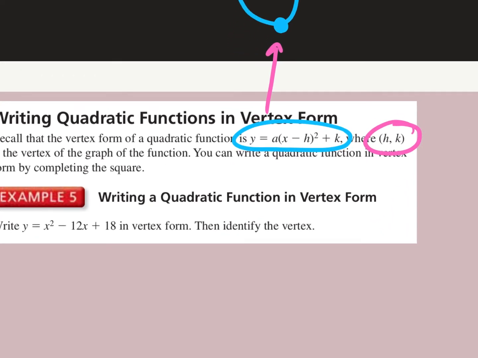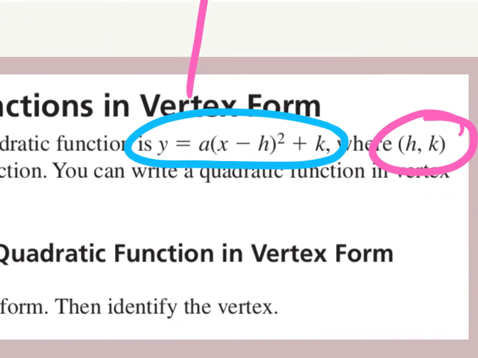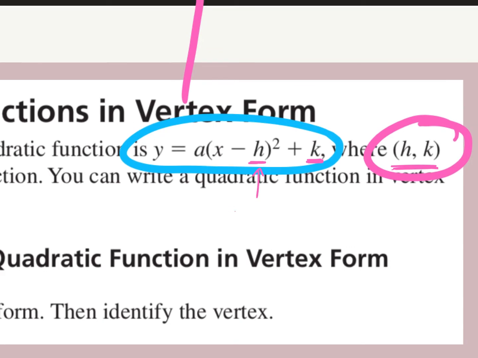If our quadratic function is in vertex form, we just need to see what's being added inside the parentheses and what's being added outside the parentheses, and that gives us the point h, k. So that gives us the vertex. All we have to do is look at our vertex form, and we can identify the vertex. And notice here how it's a minus h, so we change the sign of h.